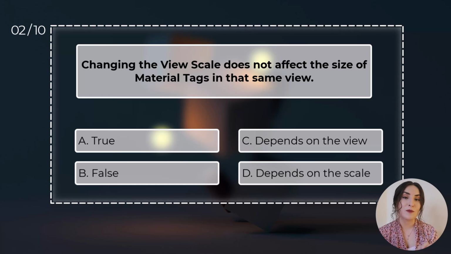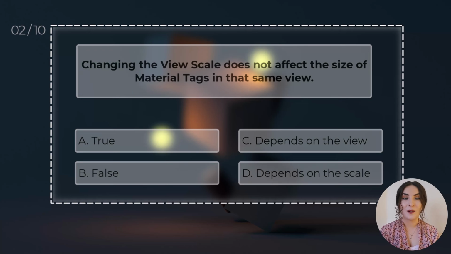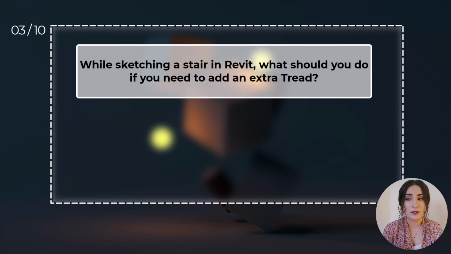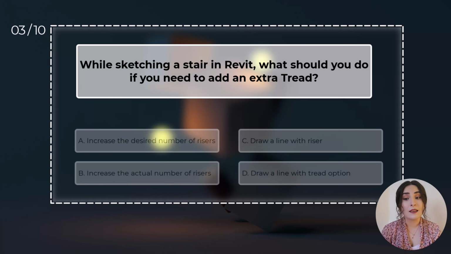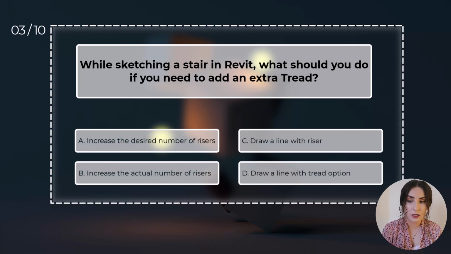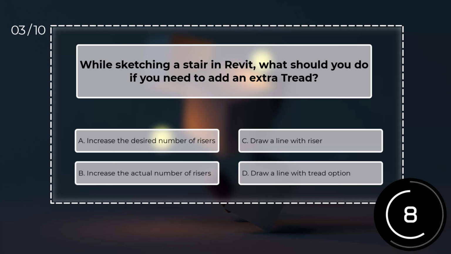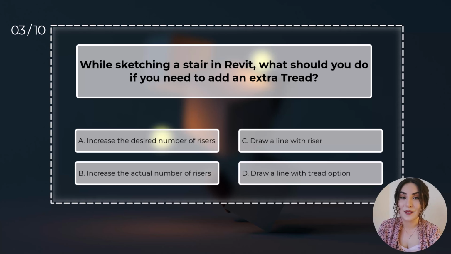This one is based on one of the most viewed videos on the channel. So let's see what it is. While sketching a stair in Revit, what should you do if you need to add an extra tread? A. Increase the desired number of risers. B. Increase the actual number of risers. C. Draw a line with riser. And D. Draw a line with tread option. Alright, let's check the next question.